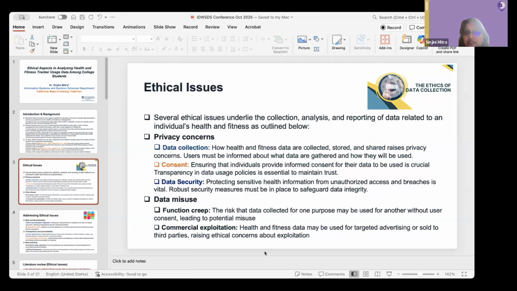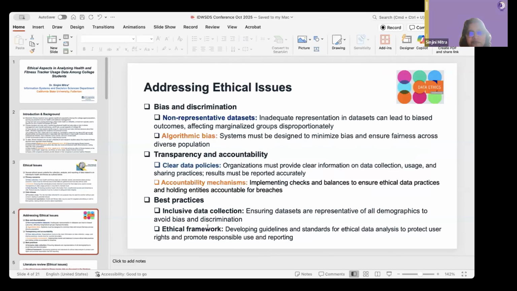So we want to make sure that anybody dealing with any kind of health data keeps those in mind to avoid the ethical concerns about exploitation and other things. So there are other ethical issues. Again, I'm going to go through this quickly. And how to address bias and discrimination.